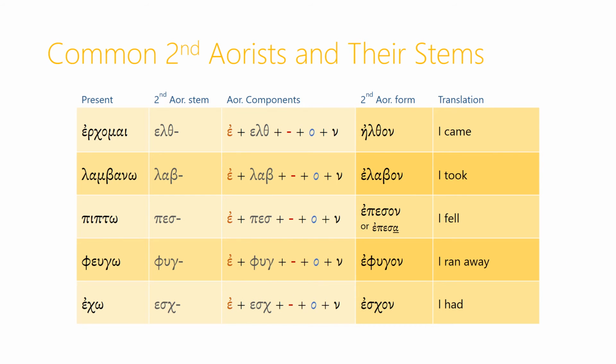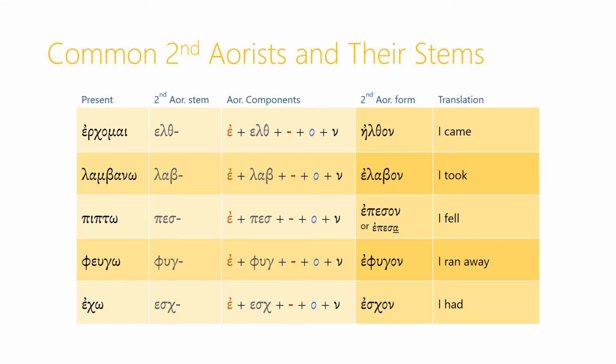Here are some common second aorist stems of verbs that you've already learned. Erchomai has the second aorist stem elth, and notice that it also becomes active instead of being deponent or middle only in the second aorist, and so the second aorist form in the first person singular is eilthon, I came. Lambano has the second aorist stem lab. This gives us the first person singular aorist form elabon, I took.